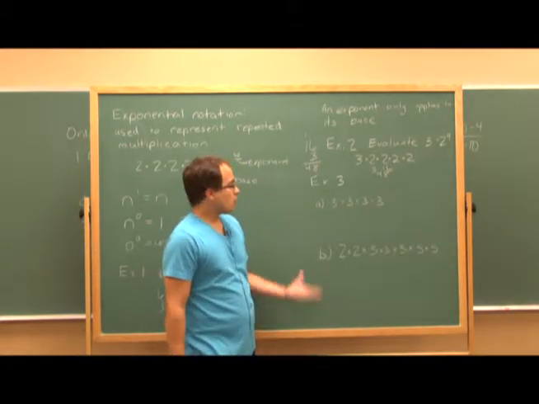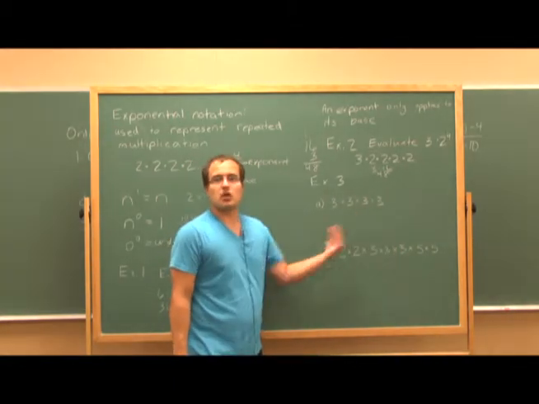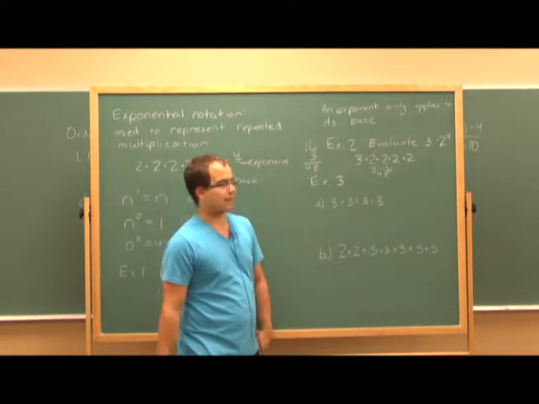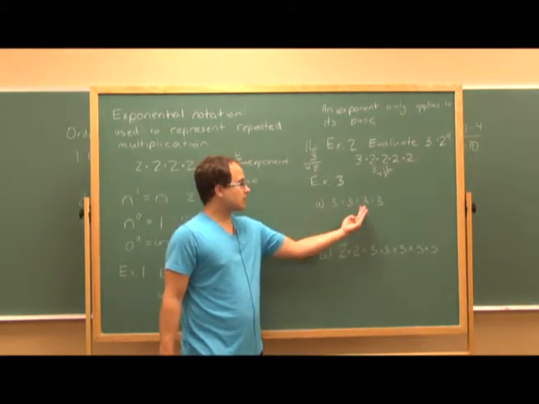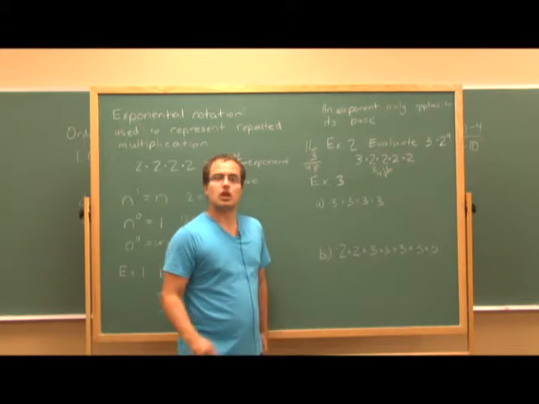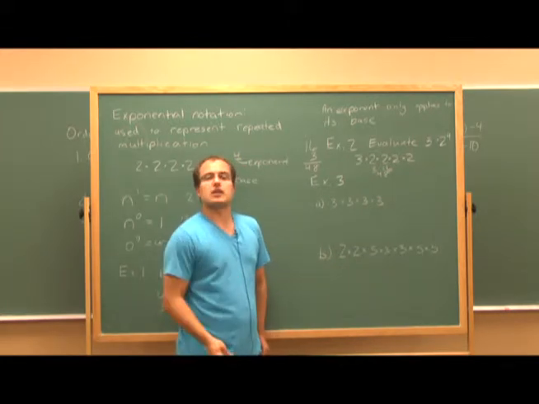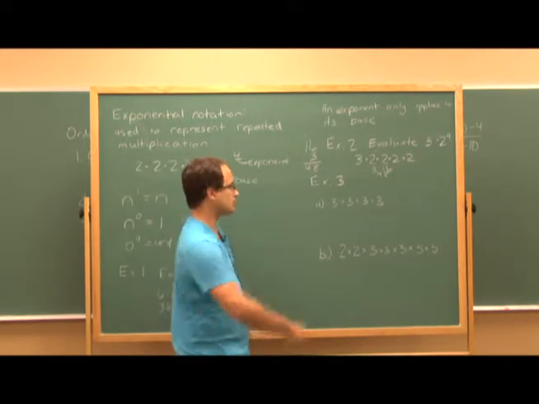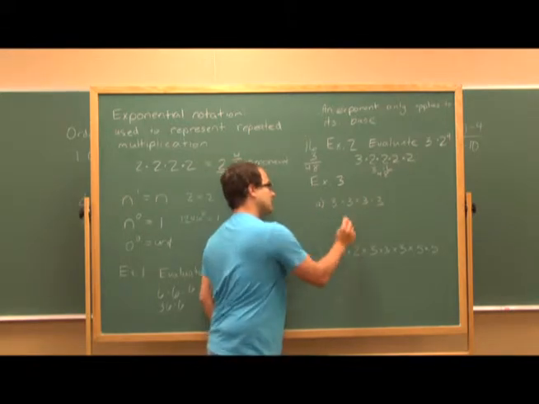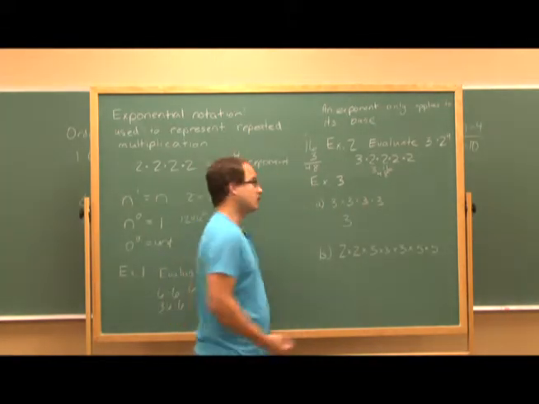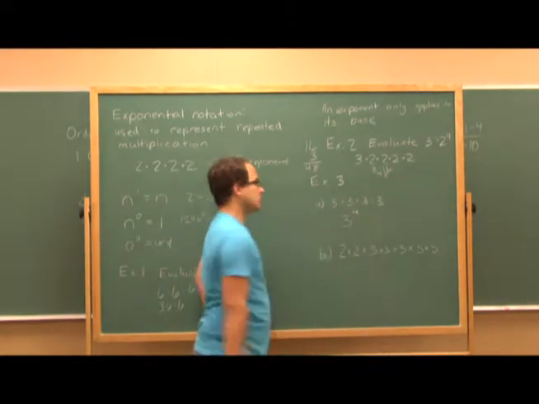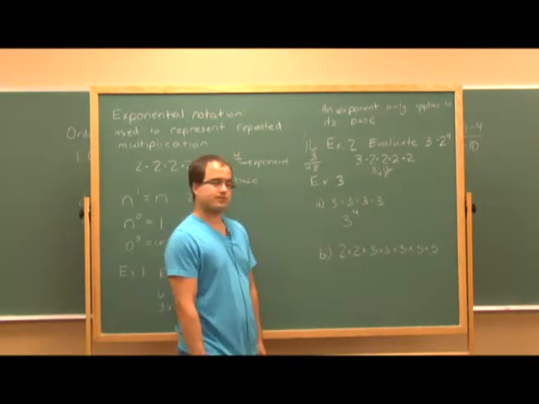Now, example 3 wants us to condense these repeated multiplications into exponential format. So I have 3 times 3 times 3 times 3. Your base will always be the repeated number. So the repeated number is 3. How many times was it repeated? 4. So 3 to the 4th.